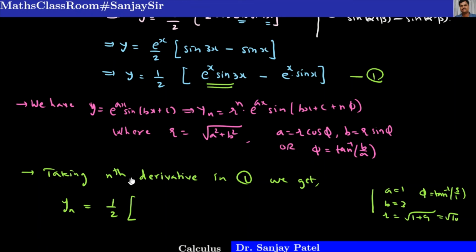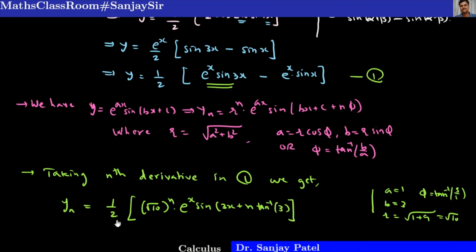So what I get here is r, that is root 10 raised to n, into e raised to ax, which is x, into sin(bx plus c), that is 3x only, plus n times phi, and phi is tan inverse of b upon a, that is tan inverse of 3. Okay, that is the first thing.